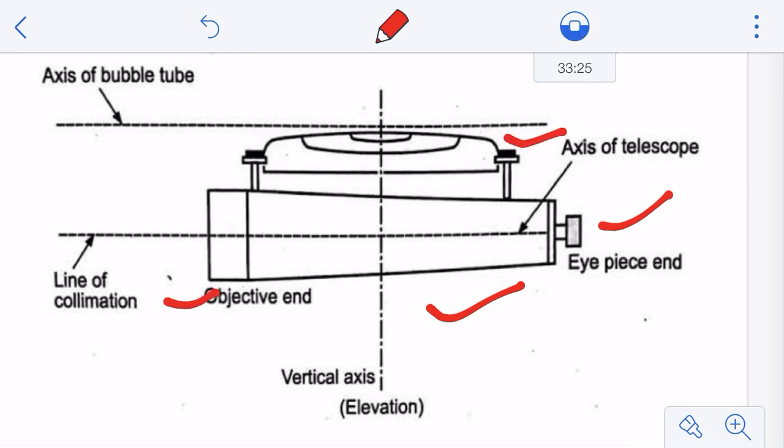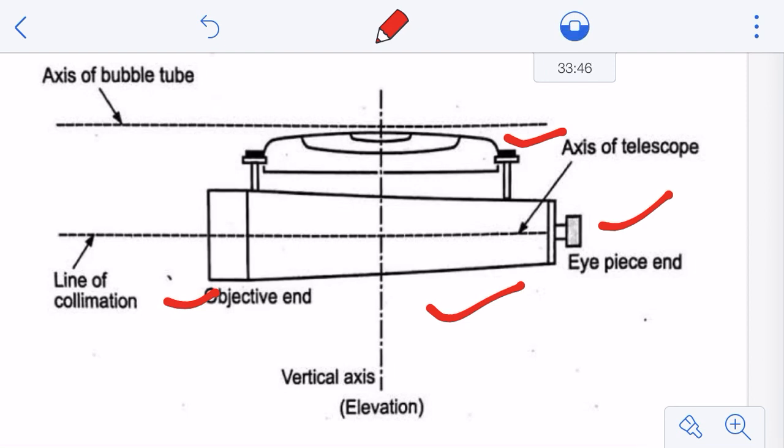So what do you mean by the axis of telescope? The axis is an imaginary line, right? There is no actual line available. It's an imaginary line which passes through the optical center of the object glass as well as the optical center of the eyepiece. So if a line passes through the optical center of these two glasses, then it is termed as the axis of telescope.